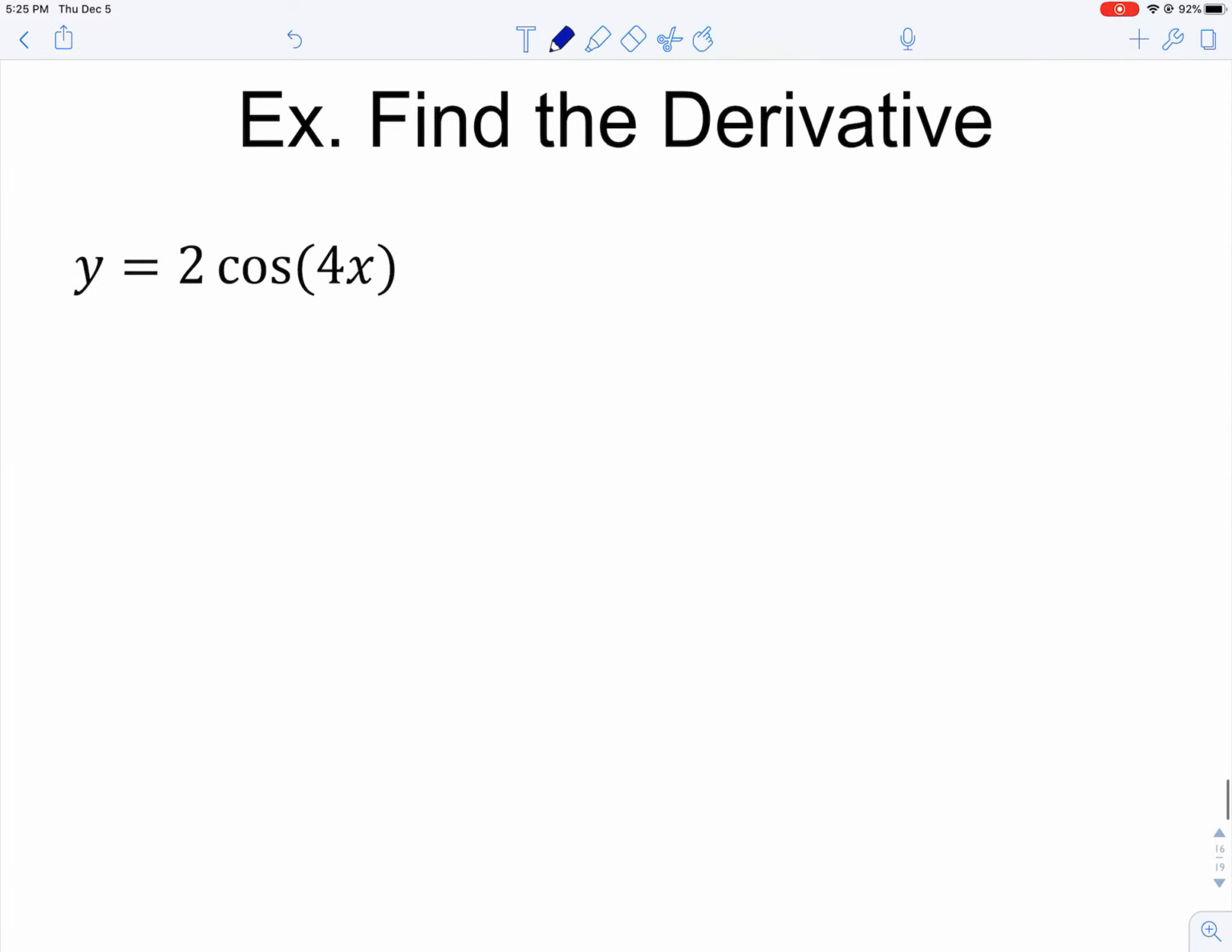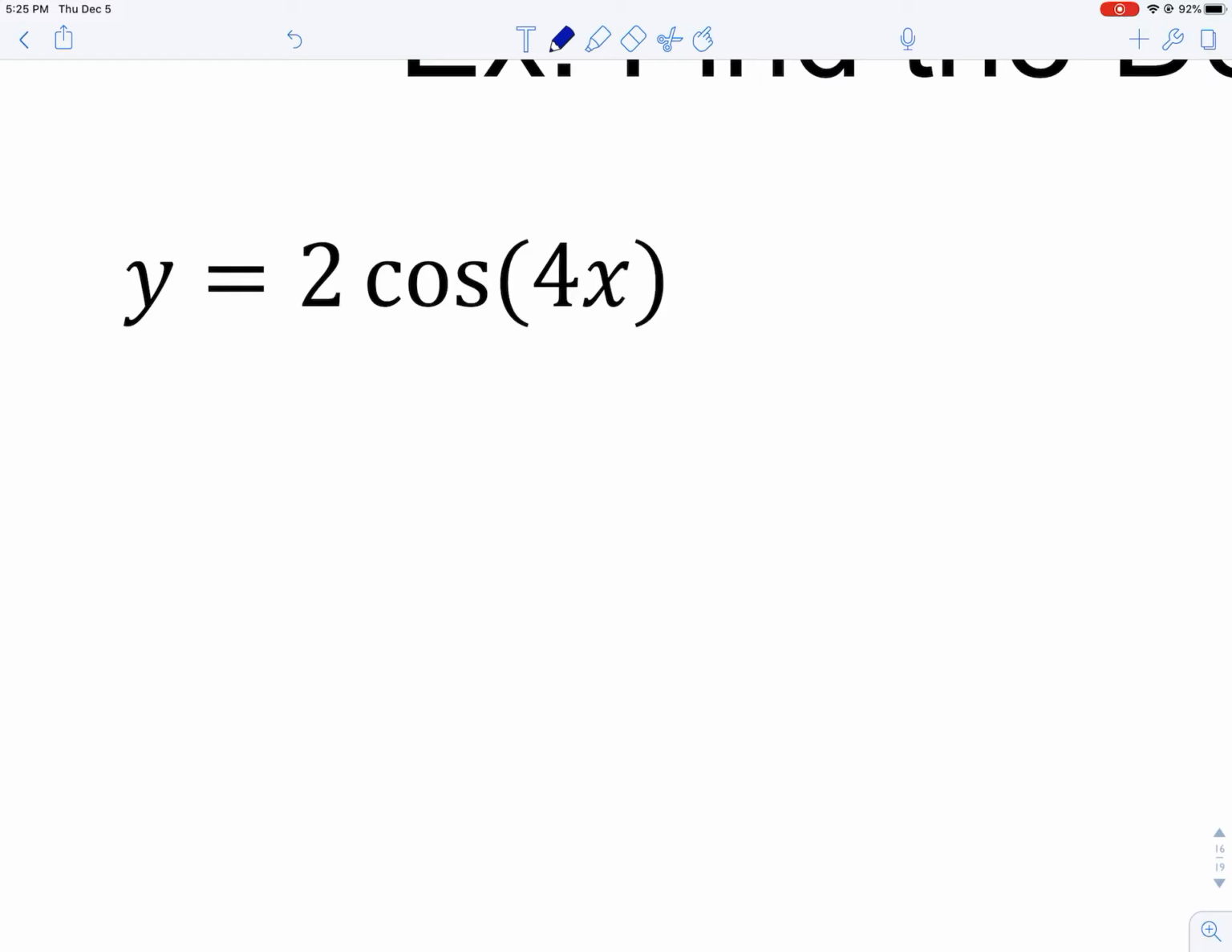All right, so this example is a little bit different. All of the other equations that we found the derivative for, the argument of the trig functions was just x. But notice that the argument of this trig function is 4x. So we need to think a bit about this as a function inside a function. So we're thinking chain rule. 4x is going to be the inside function, and cosine is going to be the outside function. And the 2 is just a constant, it's there. So the 2 is hanging out.